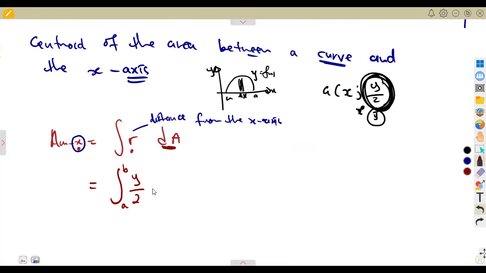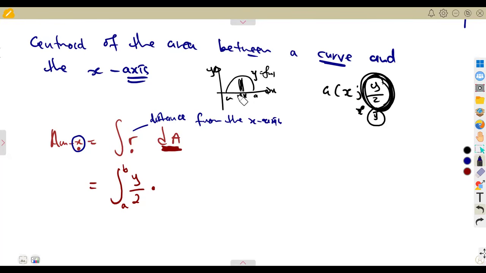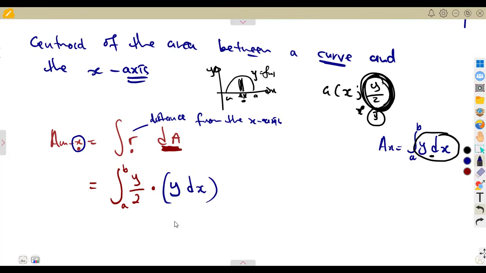This dA is the area expression. How do you calculate the area when the strip is for x like this? Your area with respect to x is the integral of y with respect to x, given the limits a and b. So the dA is the area expression for that strip. For x, what is the area expression? y dx. So this formula is going to be adjusted like this, y dx. That's how you're going to adjust your formula.